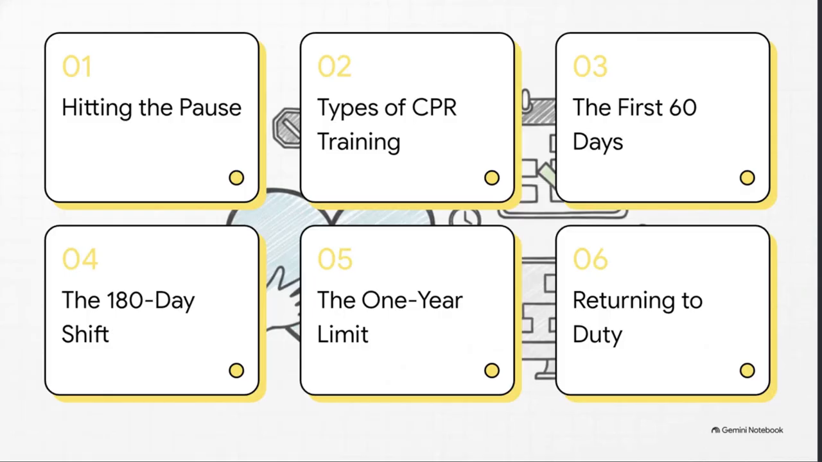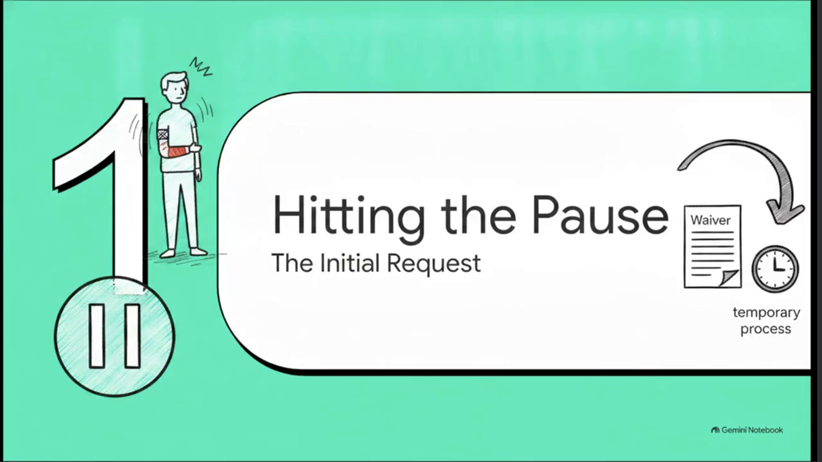So here's our quick roadmap for today. 1. Hitting the pause button. 2. Two types of CPR training. 3. The first 60 days. 4. Crossing the 6-month mark. 5. The 1-year limit. And finally, 6. Returning to full duty. All right, let's start with section 1, hitting the pause button, the initial request.